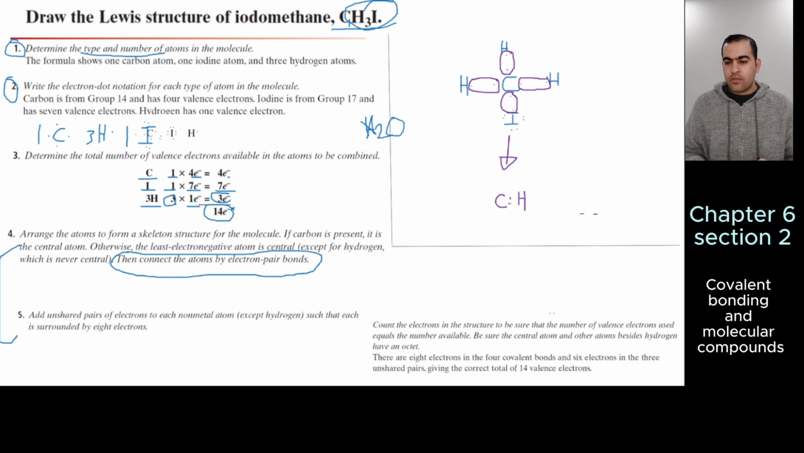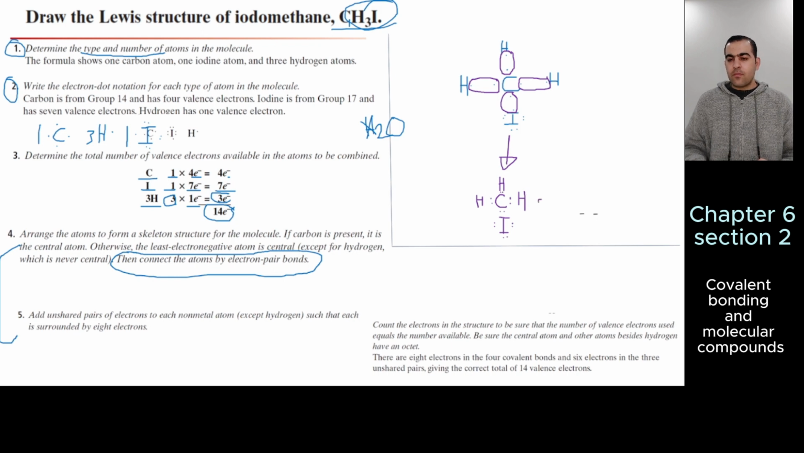Dots between these symbols represent the shared electrons. And for iodine, don't forget the lone pairs, the unshared electrons. And these 2 dots for this hydrogen, because now they are shared. And another hydrogen, 2 dots.